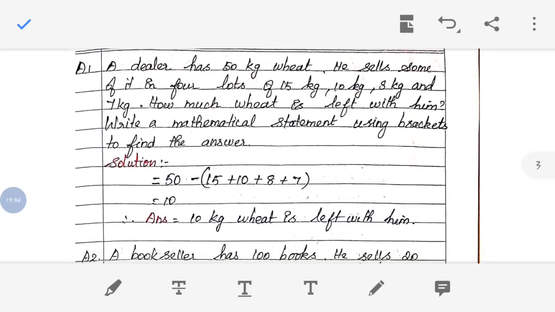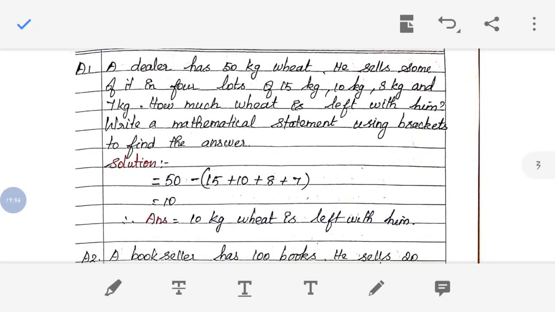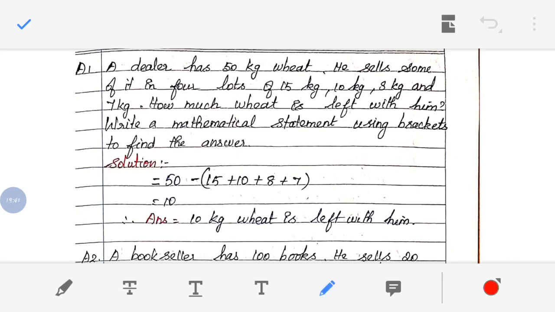The next question is from Let Us Try 1.5, question number A1. The question is, a dealer has 50 kg of wheat. He sells some of it in 4 lots of 15 kg, 10 kg, 8 kg and 7 kg. Add the given lots, that is 15, 10, 8 and 7. So this much he sold out, right? And now we have to find out how many kg of wheat is left with him.